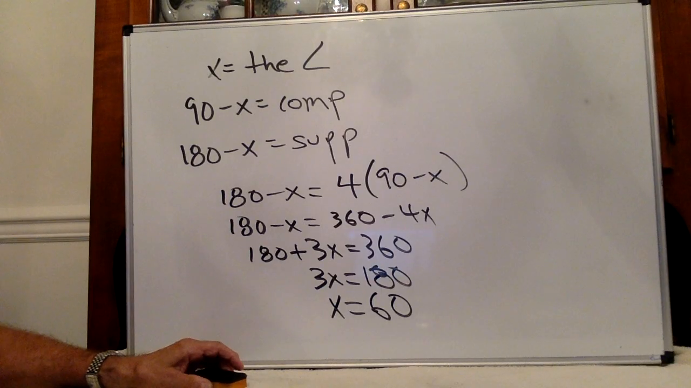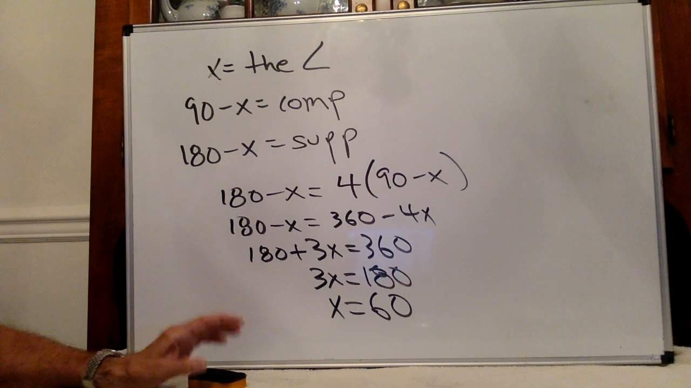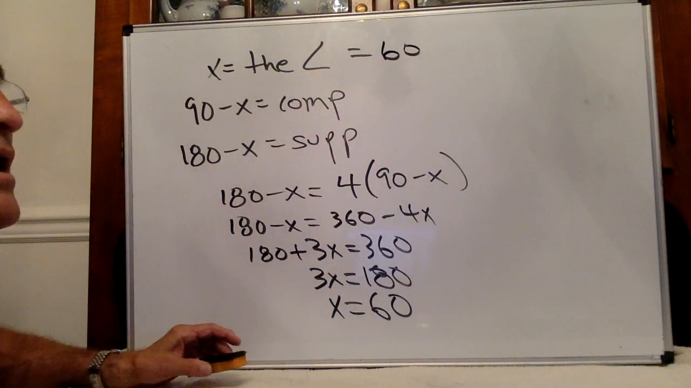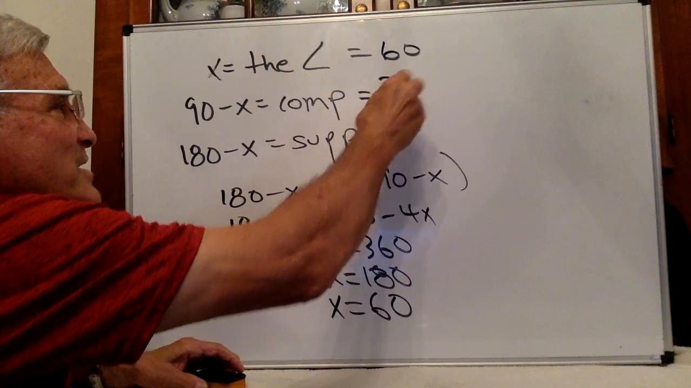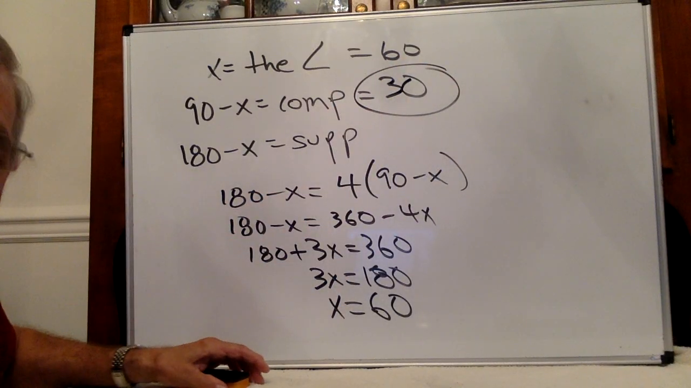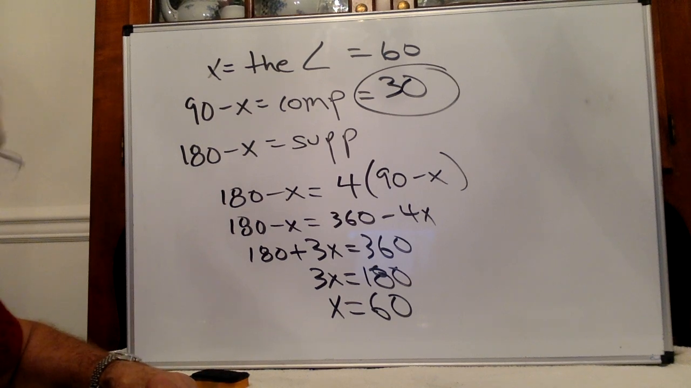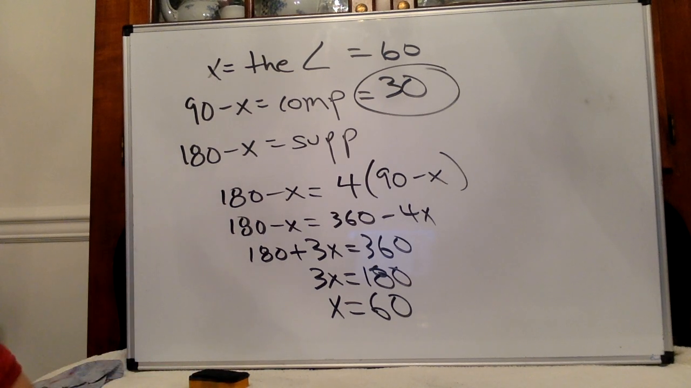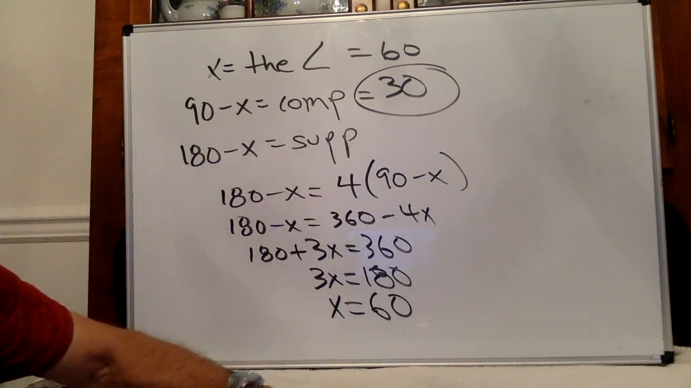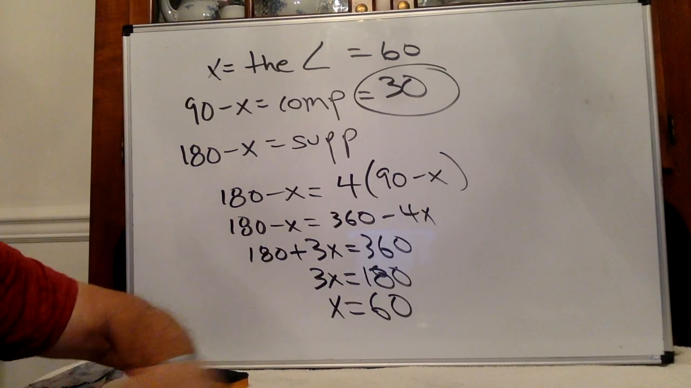Don't stop there. That's the angle. They asked for the complement. So the answer that they're actually looking for is 30. You find the angle, and then they asked you what is the complement. Find the measure of the complement. So there's your final answer, 30. Okay?